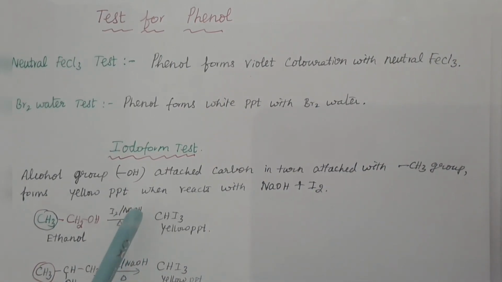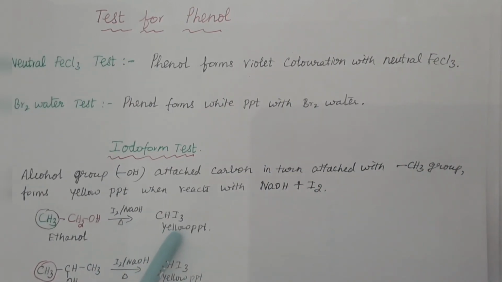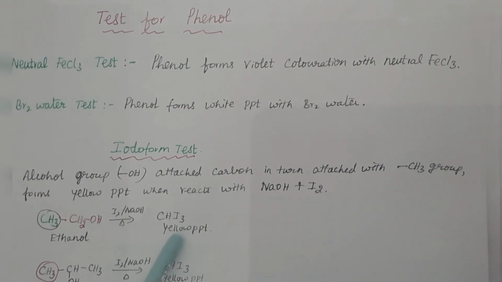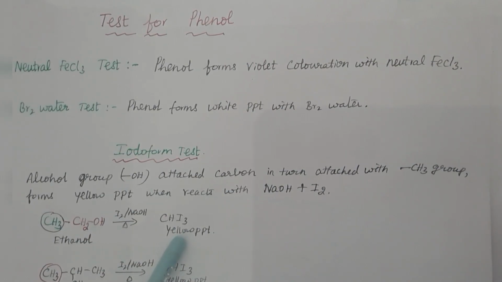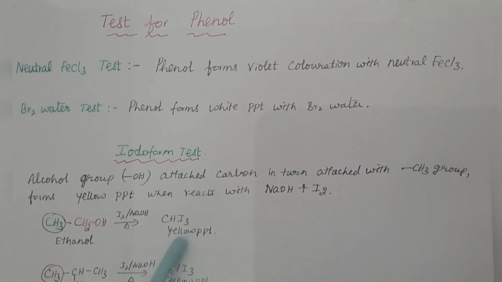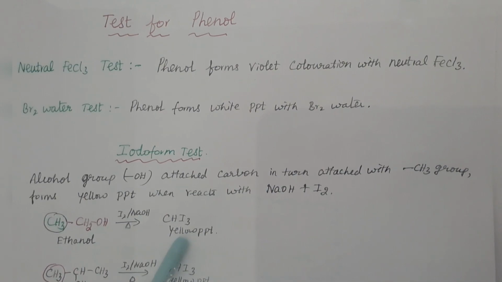So what is the reagent for the iodoform test? Iodine and NaOH on slightly warming. The product formed is a yellow ppt, which is iodoform. The test name is based on the product. So the product here is iodoform, that is CHI3, which forms a yellow ppt. That is the identification here. The test is based on the product formed.